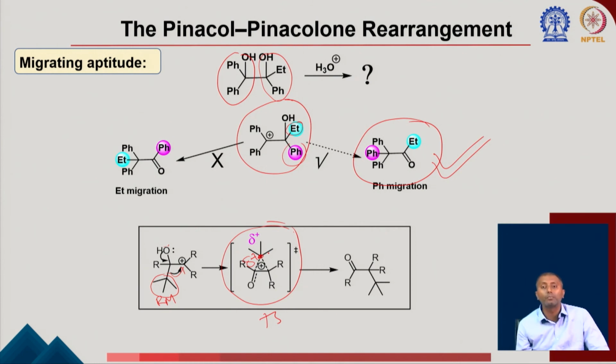can be a better migrating group. That means if I compare tertiary butyl group versus isopropyl group, the tertiary butyl will be a better migrating group, because a tertiary carbocation is more stable compared to a secondary carbocation.